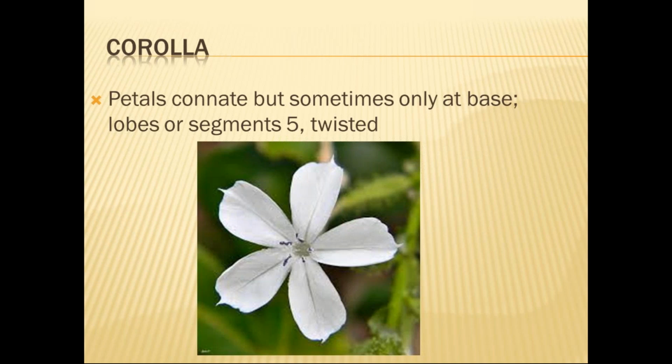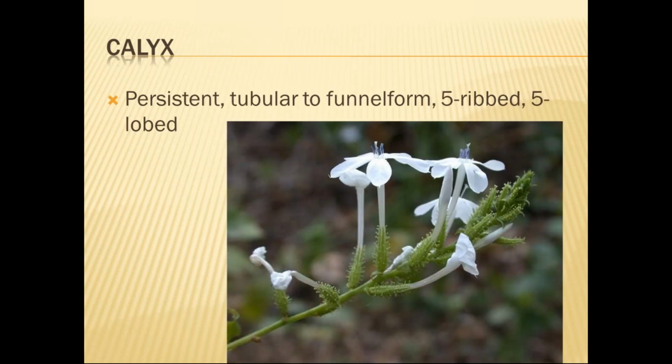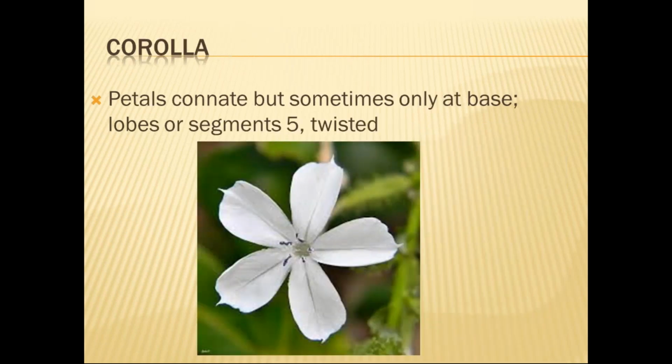In the corolla, the petals are connate, but sometimes only at the base, with lobes or segments of five and twisted in arrangement. Okay, how is the petal? The petals are connate, but sometimes only at the base, meaning they have just a tube at the base. Here we can see the white corolla. They have a tube, and at the top they have 5 segments. Okay, 5 segments twisted in arrangement.